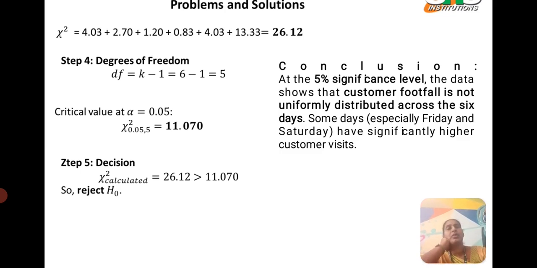The degrees of freedom also we have to calculate: n minus 1, that is 6 minus 1 equal to 5. The table value is 11.07, which is less than the calculated value, so we reject the null hypothesis, and we conclude that at the 5% significance level the footfalls are not uniformly distributed across the 6 days of the week.